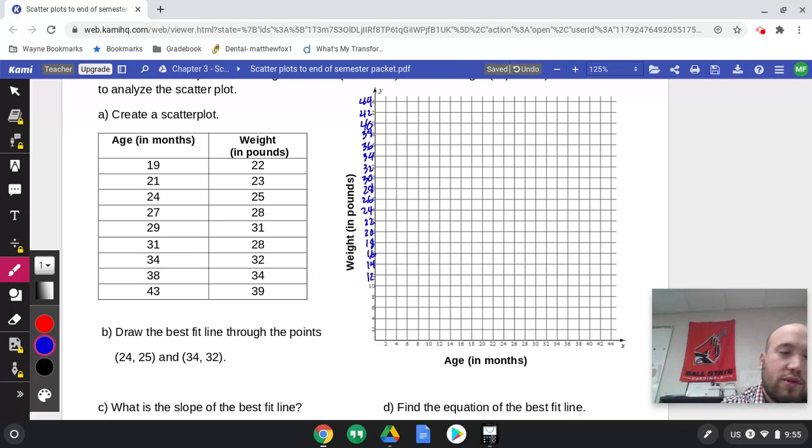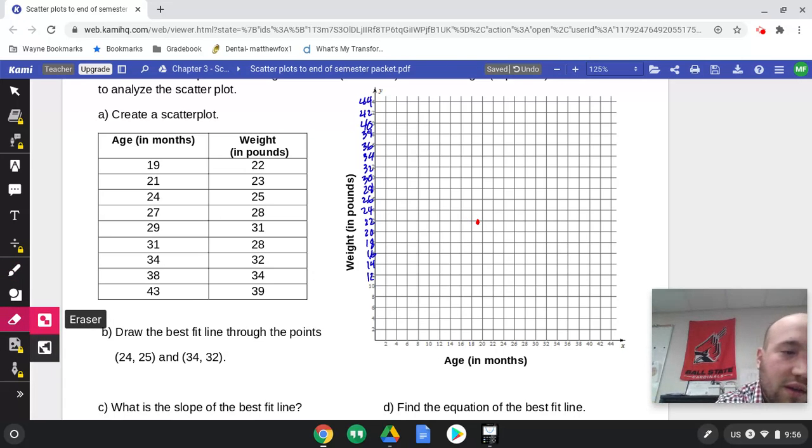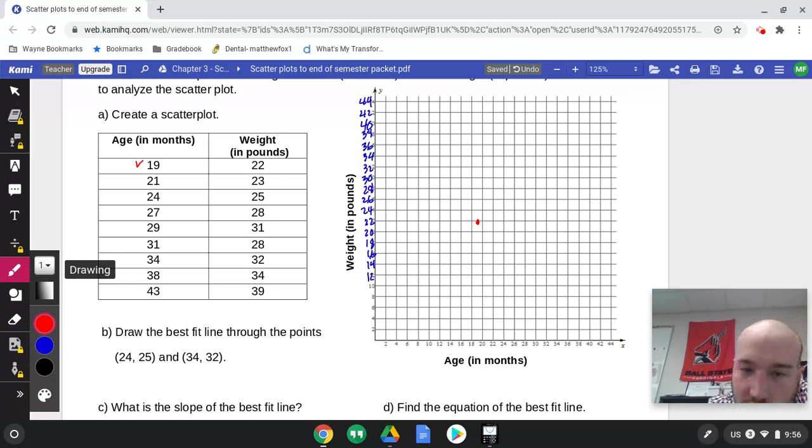Okay, so now at this point we're going to plot. So I'll plot these in red. 19, 22. So 19 is halfway in between the 18 and 20. And then 22. Oops, I put that at the wrong spot. Okay, so it's easy to make a mistake. You got to be careful on these when you're doing it. But 19 and 22, then go over to 21, and it goes up to 23. Then 24 will be at 25. Okay, so I know this can be a bit tedious, but we just got to do our best to carefully graph these.